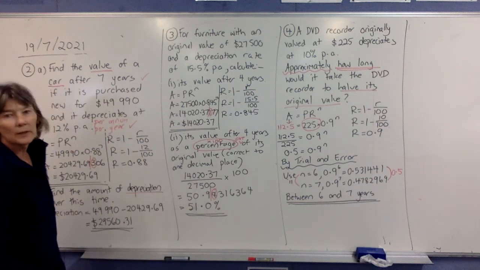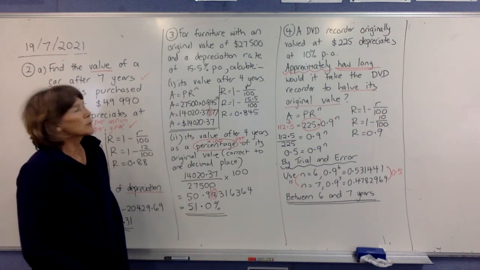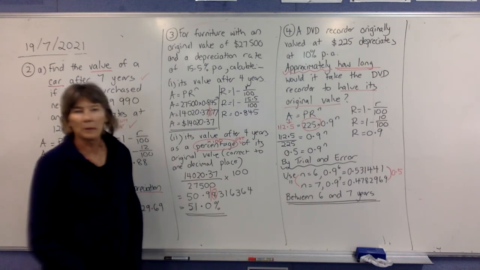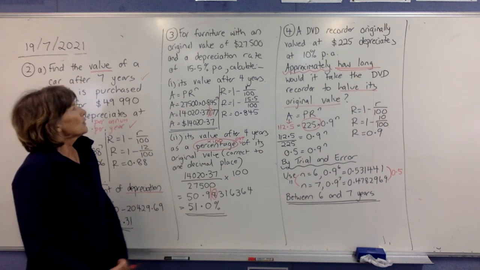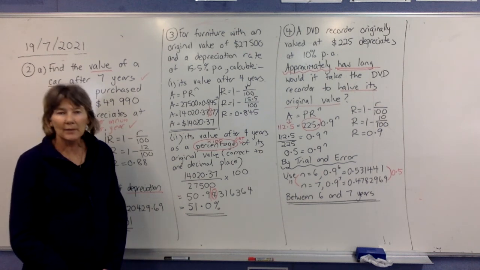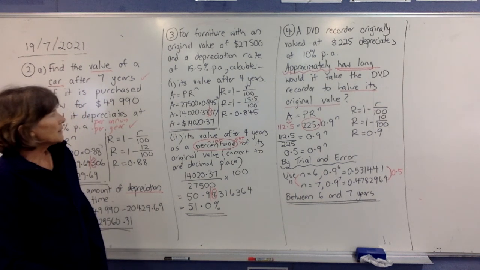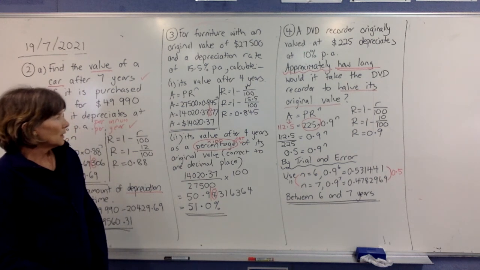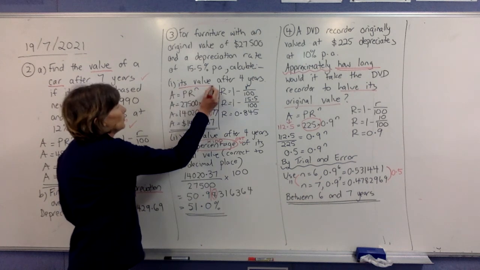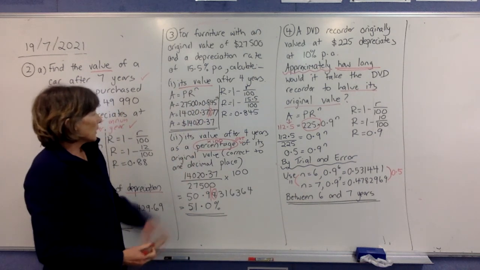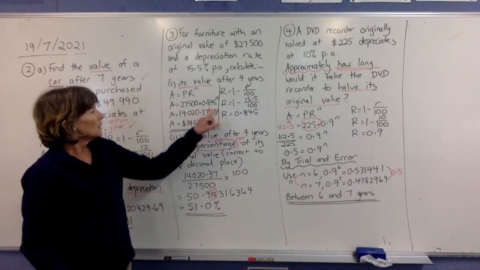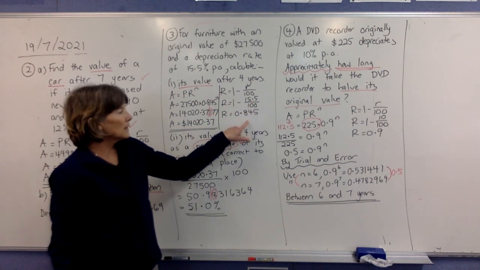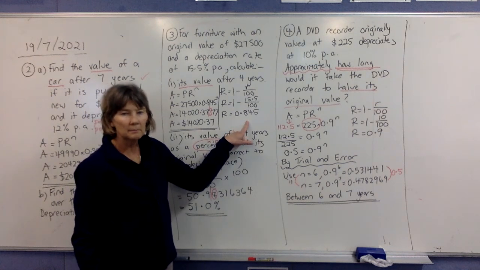Okay, looking at the next one. Furniture. It also depreciates unless it happens to be an antique that was used by royalty or something. So for furniture with an original value of $27,500 and a depreciation rate of 15.5% per annum, we are calculating its value after 4 years. So that's the first stage of the formula. So we're putting our depreciation rate in over here and getting our decimal worked out.